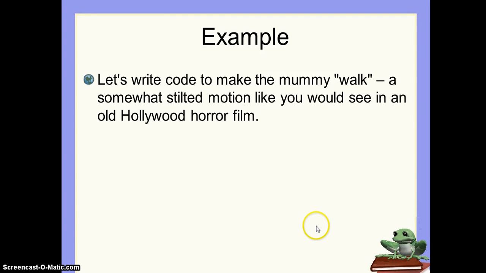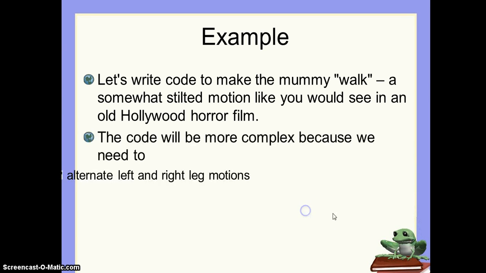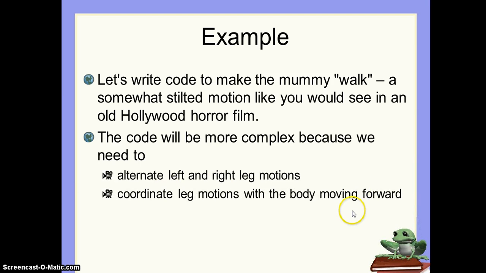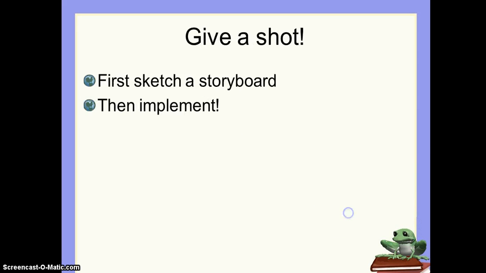Okay, so what we can do is write some code to make the mummy walk. Remember, this is a film. It's going to be a great film. But it's going to be a little bit more complicated because we need to alternate left and right leg motions. It's not going to look like a regular person walking. We'll talk about that later in the semester because it's actually super complicated. But for a mummy walk, think about what you want those right and left leg motions to look like. And at the same time that those legs are moving, the body's going to move forward. Otherwise, you're just looking at legs moving back and forth, and that would be strange.